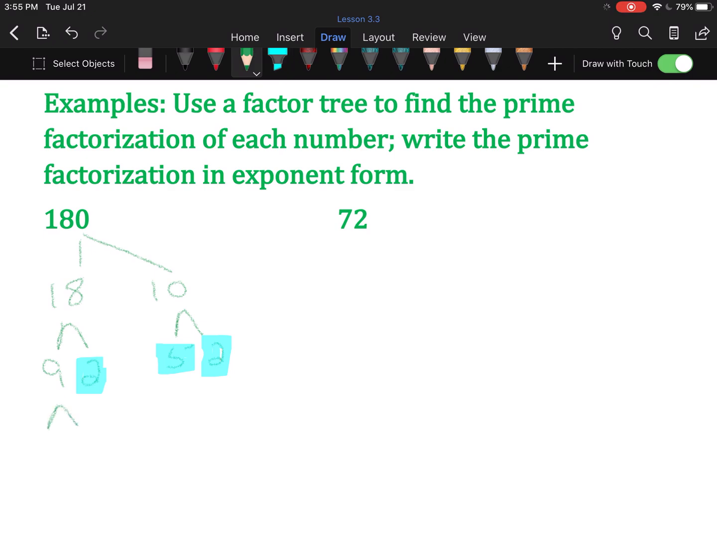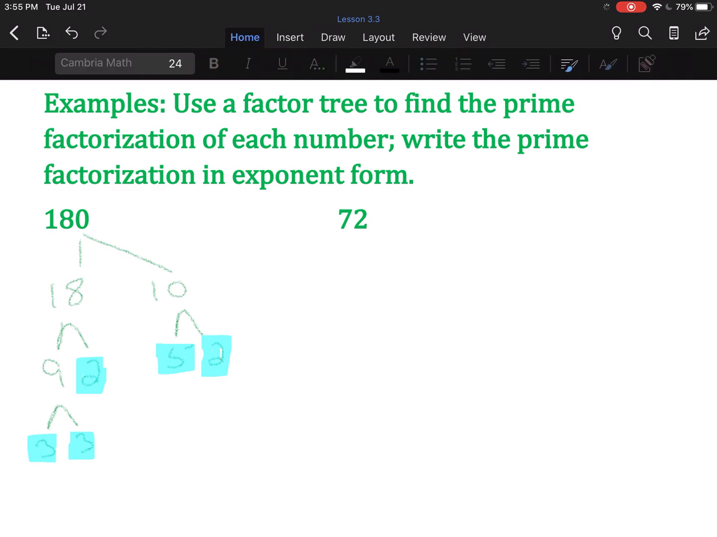But 9 we got to break down even further, because 9 can be made into 3 and 3. Now 3 we can't break down any farther. So there's my factor tree. I can't break these highlighted numbers down any further.